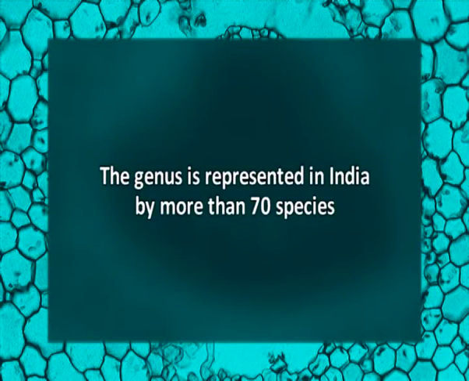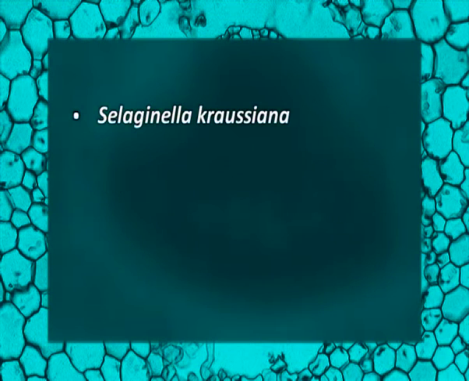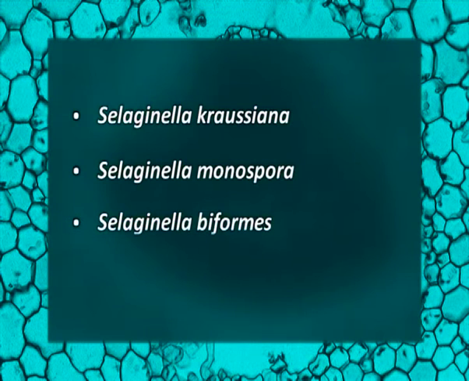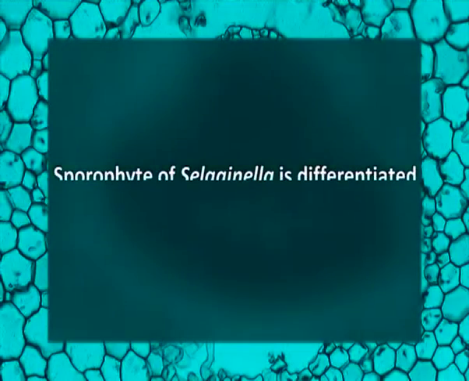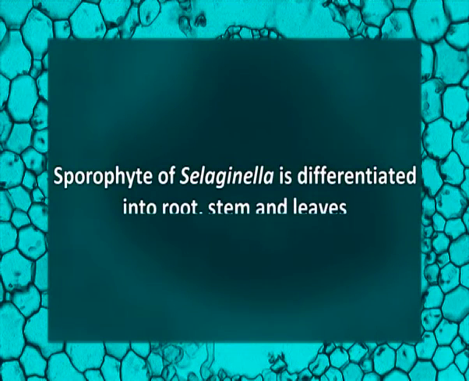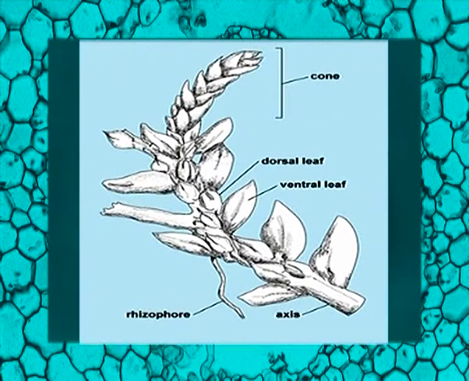The genus is represented in India by more than 70 species. Among these species, Selaginella cruciani, Selaginella monospora, Selaginella biformis, and Selaginella rupestris are common. The sporophyte of Selaginella is differentiated into root, stem, and leaves. Besides, some species also have rhizophores.